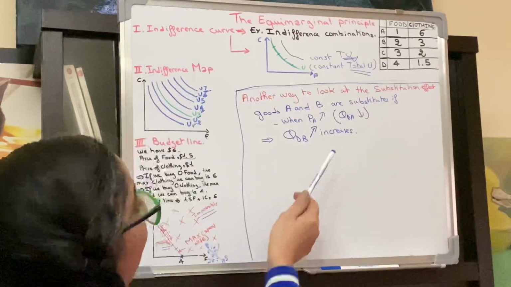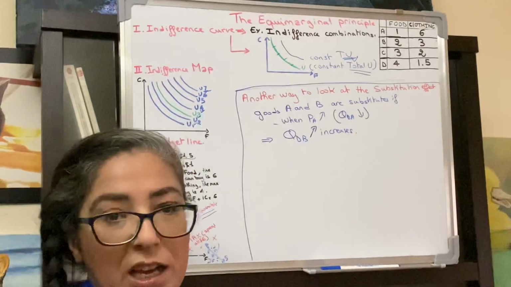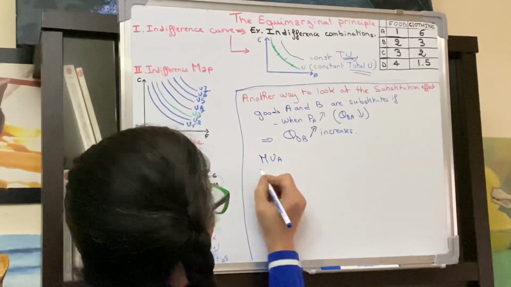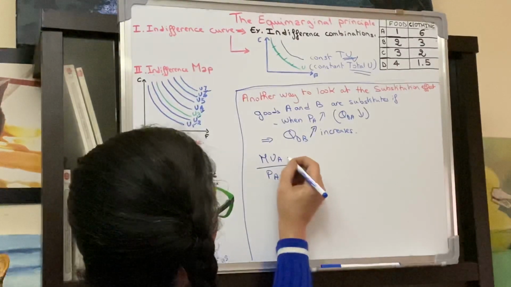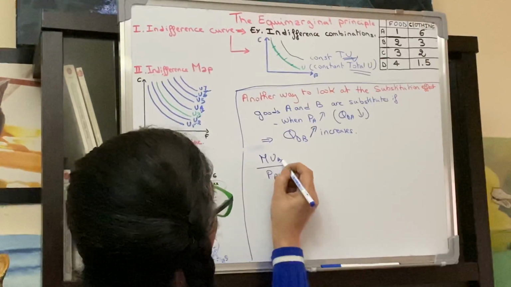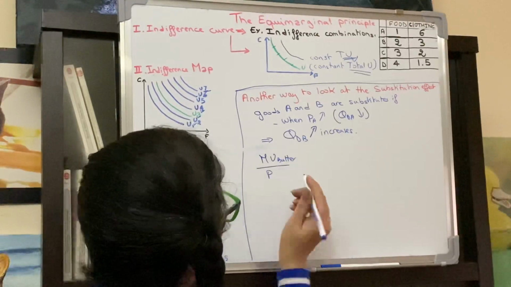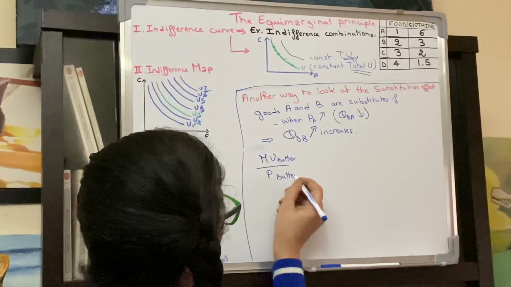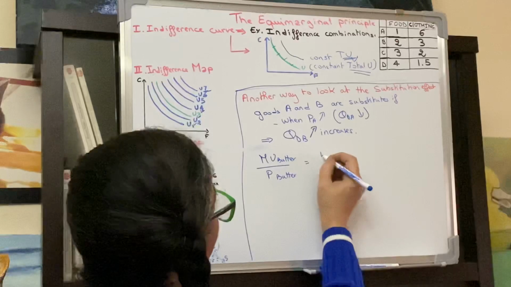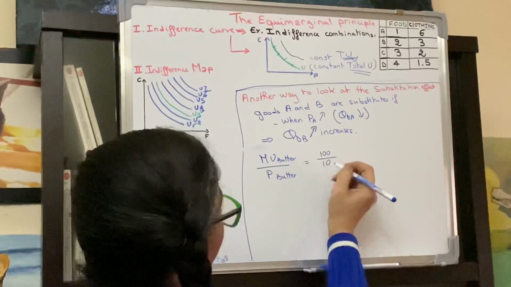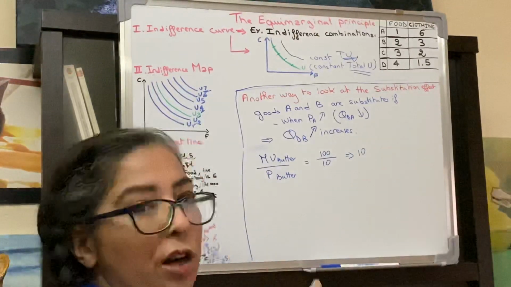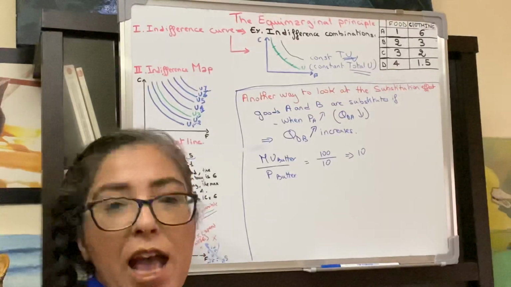Now, let's look at it from the marginal utility point of view. Imagine I have the marginal utility of A over the price of A. Let's make this one butter. Marginal utility of butter over the price of butter is equal to, let's say, 100 over 10. So here I have 10 utils per dollar. For each dollar I spend on butter, I get 10 utils.